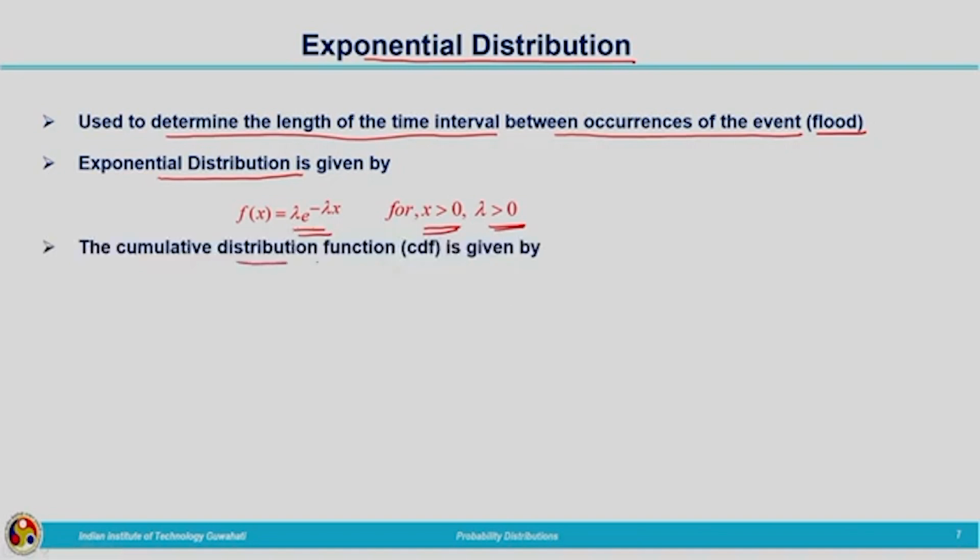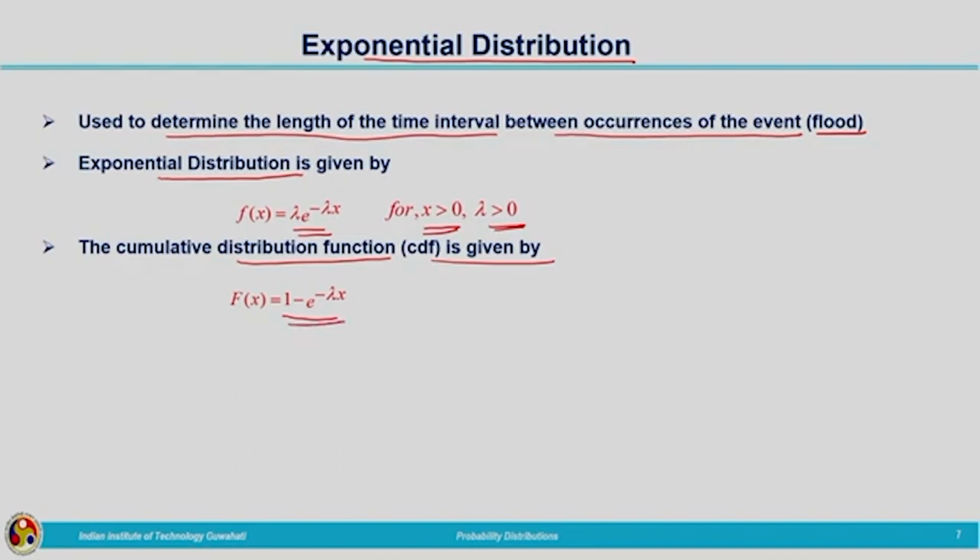Now, coming to the cumulative distribution function of exponential distribution. That is, if we know the probability density function, the integral of that probability density function will give you the cumulative distribution function. So, CDF is given by capital F of x equal to 1 minus e raised to minus lambda x.